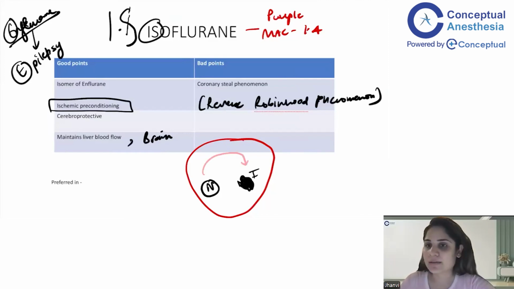But if I expose the heart to isoflurane, then the blood flow from the ischemic area in fact moves towards the normal area. So there is diversion of blood flow from the ischemic area to the normal area, and this is called coronary steal. You're stealing from the already poor person, that is, the ischemic area of the heart. So this is called coronary steal or reverse Robin Hood phenomenon.